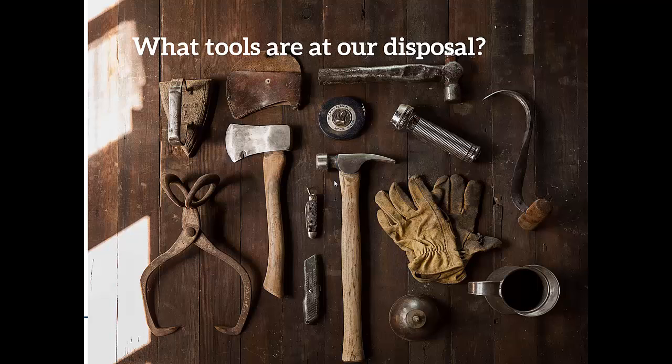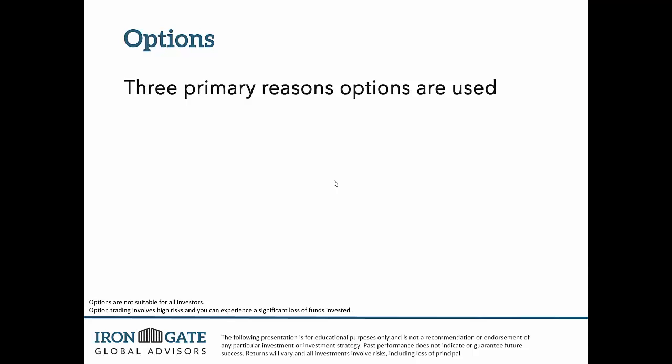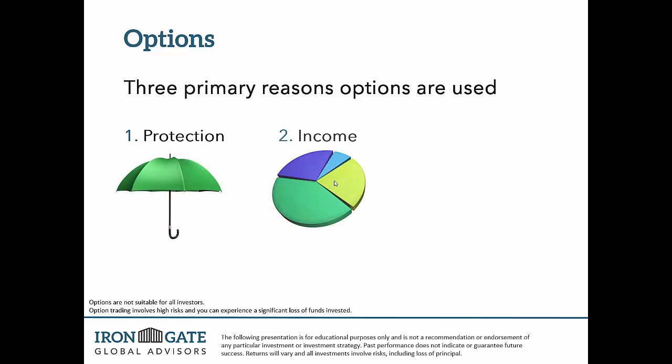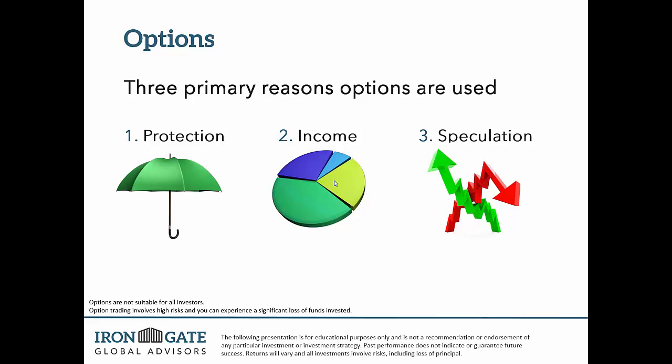If we can buy it at a good price and it makes sense, okay. But we can accomplish a lot of the same things using options. And so there's three primary reasons why options are used. The first being protection, the second being income, and the third being speculation. And as we've mentioned before in several other videos and online on our website, we don't get involved with the speculative side of things. We focus on protection and income.